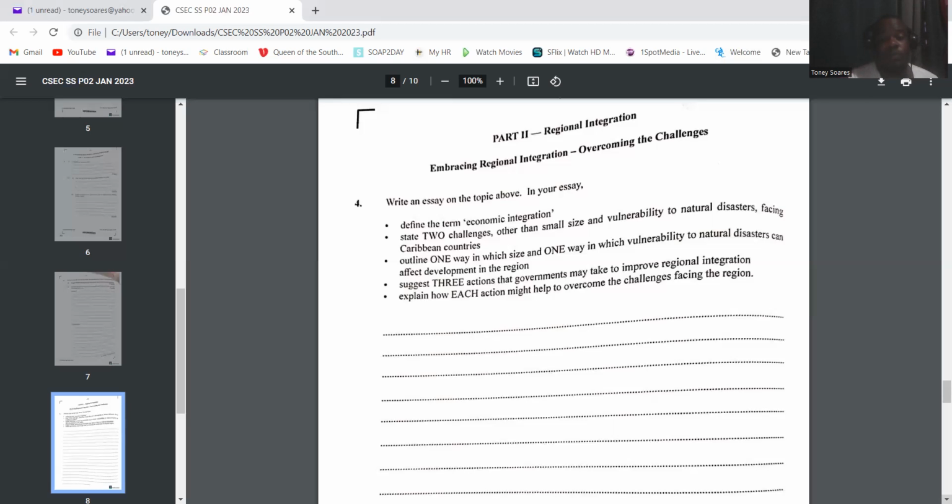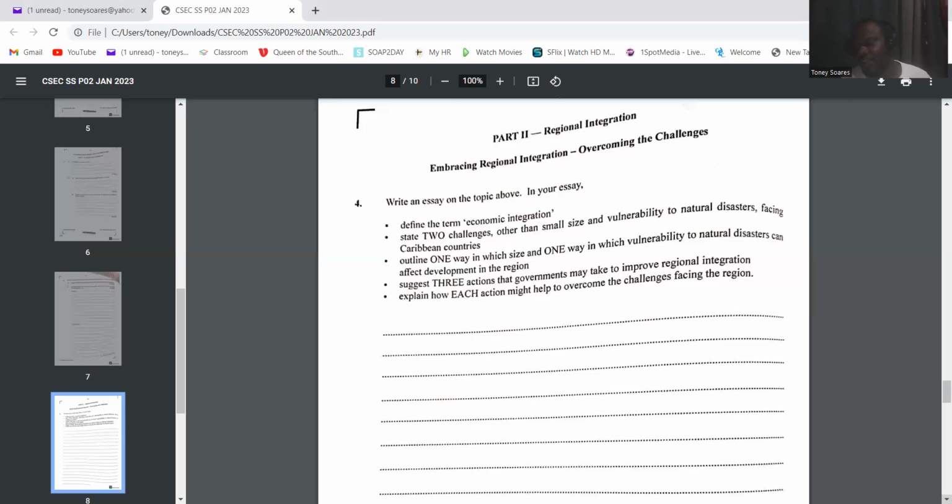All right. So you're going to state or suggest 3 actions that governments may take to improve regional integration, and then explain how each action might help to overcome the challenges facing the region. They weren't specific in what challenges, but name a challenge when you're giving your justification. Just to be on the safe side, I would suggest that you name a challenge. They didn't say you have to, but just to be on the safe side, to actually zero in on what you are writing about, to make sense of what you are writing about, name an actual challenge.